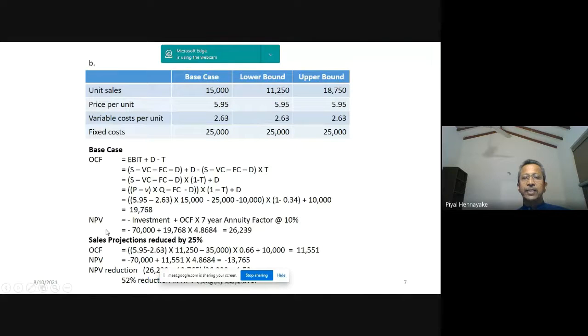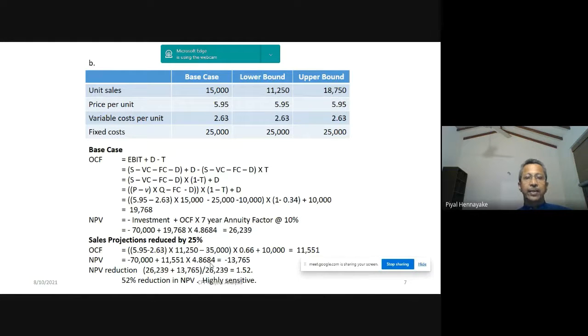So the NPV is minus investment plus operating cash flow into the 7-year annuity factor at 10%. Annuity factor is 4.8684. So we get NPV 26,239. So for sensitivity, we always have to look at when the projections come down, right? Sales projections reduced by 25%. What is the operating cash flow? We have calculated. Then the NPV is minus 13,765.